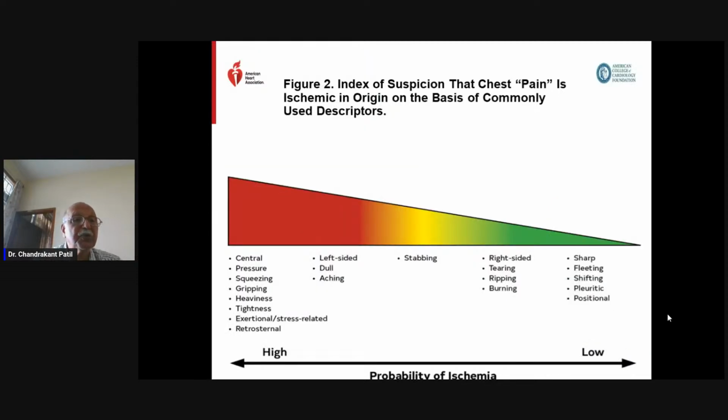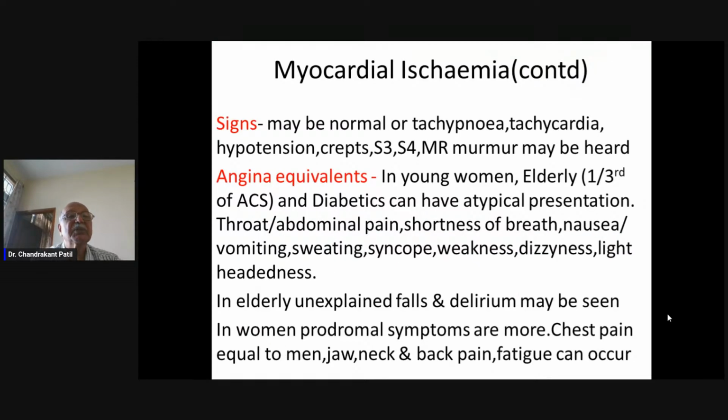And this figure also you should know. If there is a central pressure, squeezing, gripping, heaviness, tightness, if it is exertion related, stress related, retrosternal, left sided, dull or even aching pain, all these indicate that probably it is an acute coronary syndrome. Whereas sharp, flitting type, shifting type, pleuritic, they are all unlikely to be an angina. So signs may be normal, there may not be any signs, maybe tachypnea, tachycardia, hypotension can be there if there is already a myocardial infarction. If there is pulmonary edema, you can get crepitations, third heart sound, fourth heart sound, and an MR murmur, mitral regurgitation murmur may be heard during angina.